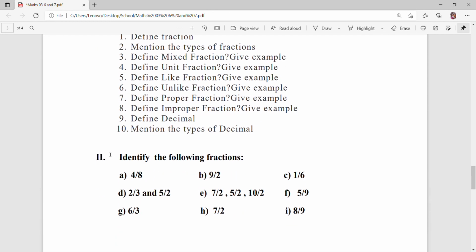The second one: identify the following fractions. The ones given here are 4/8, 9/2, 1/6, 2/3 and 5/2, 7/2, 5/2, 10/2, 5/9, 6/3, 7/2, 8/9. You should mention which type of fraction each one is. Write which fraction 4/8 is, which fraction 9/2 is. Okay? Did you understand? Yeah, I think you all understand very well.